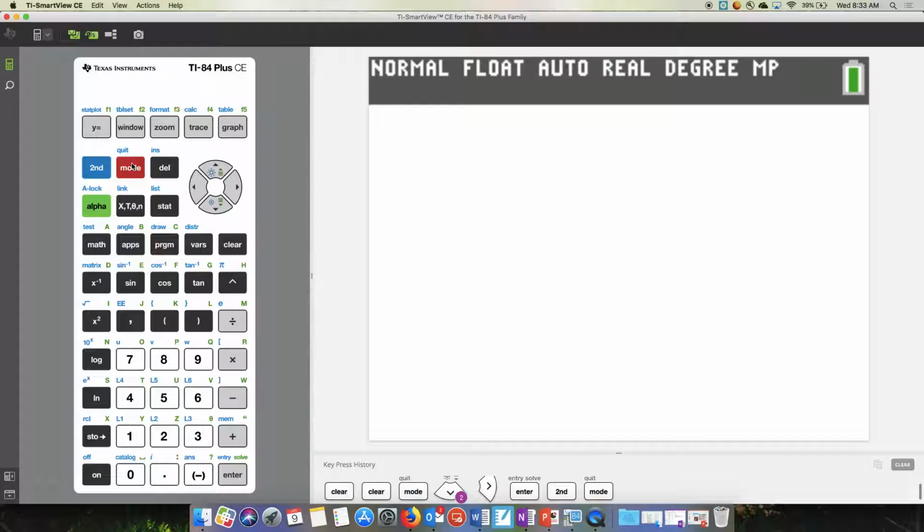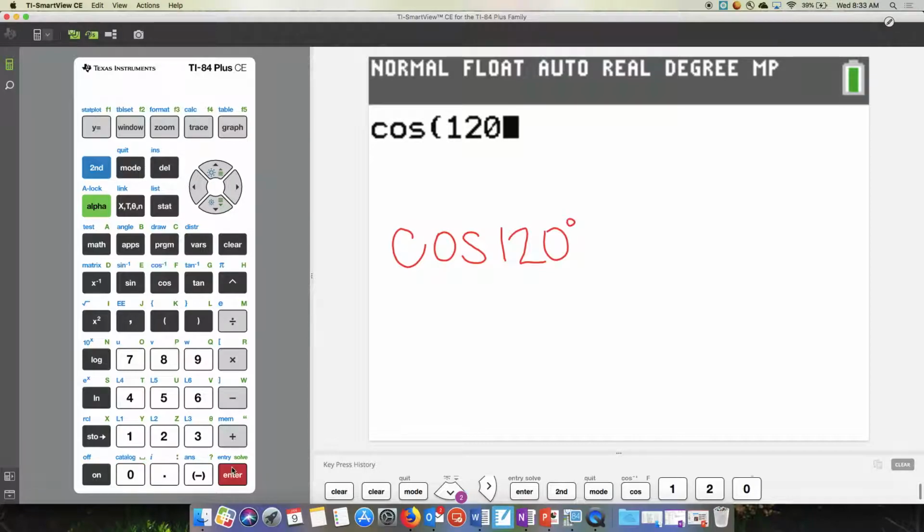Okay. So I would like you to calculate for me the cosine of 120 degrees. Do you get negative 1/2? Okay. Beautiful.